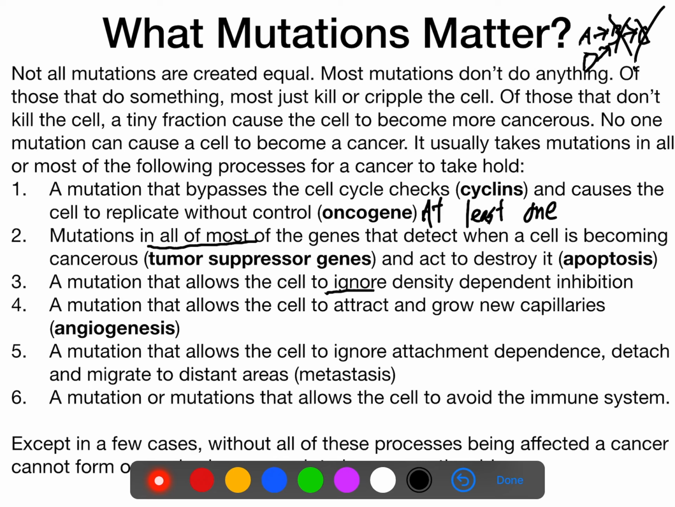You need a mutation that is going to allow it to ignore density-dependent inhibition. As we talked about in the last video, when cells become too crowded, they just stop growing because they don't have anywhere to grow to. Obviously, if you just stop growing, you're not a cancer. So something has to be mutated to turn off the density-dependent inhibition pathway. Okay, at this point, if you get up to 3, you can start growing as a tumor.